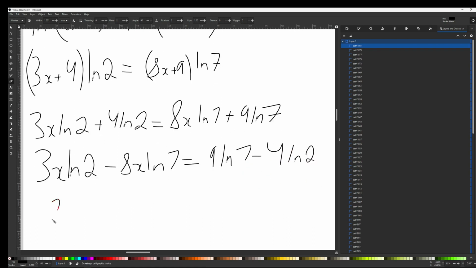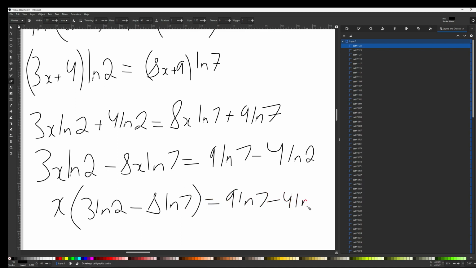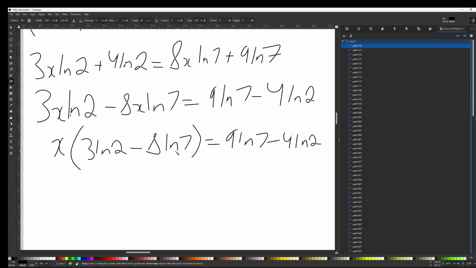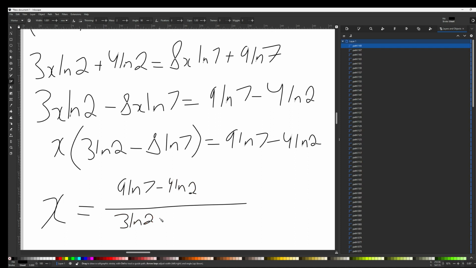Okay, let's factor out the x. So we're going to have x of (3 ln 2 minus 8 ln 7) is equal to 9 ln 7 minus 4 ln 2. Okay, crucial steps. And to solve for x here, we're going to divide by the quantity 3 ln 2 minus 8 ln 7. We're going to have x is equal to the quantity (9 ln 7 minus 4 ln 2) divided by (3 ln 2 minus 8 ln 7). And this is our final answer.